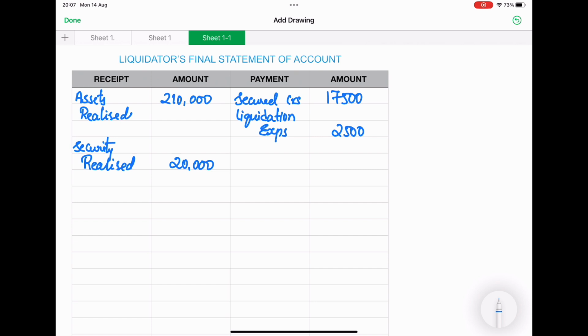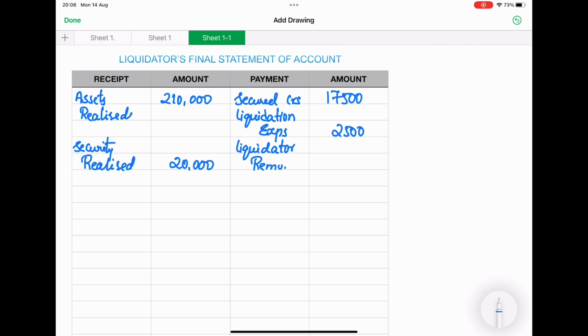Next I have liquidators remuneration. Here we are going to calculate the liquidators remuneration. On what basis are we going to calculate? On the basis of the amount available to unsecured creditors. So lastly we will calculate this.